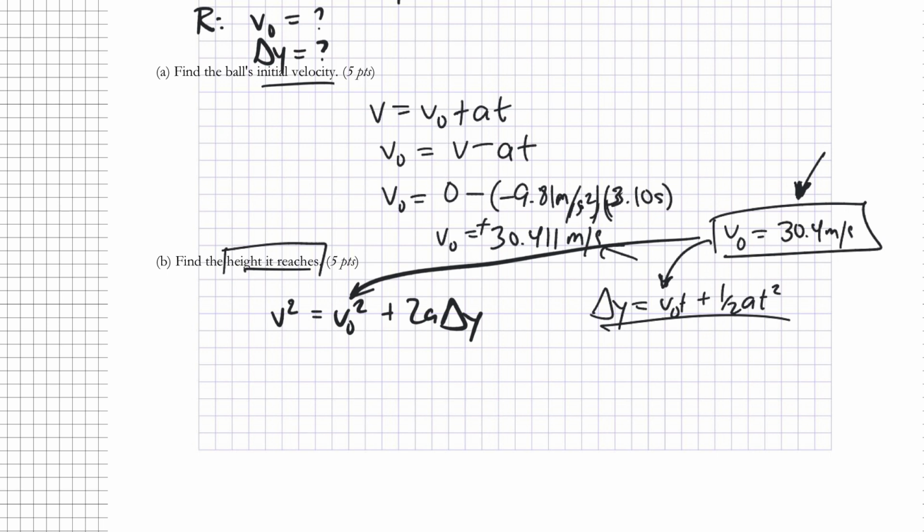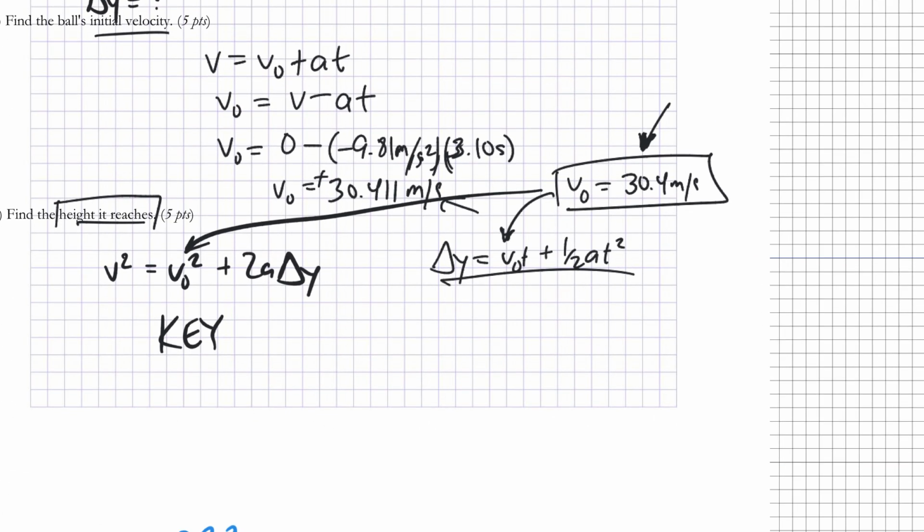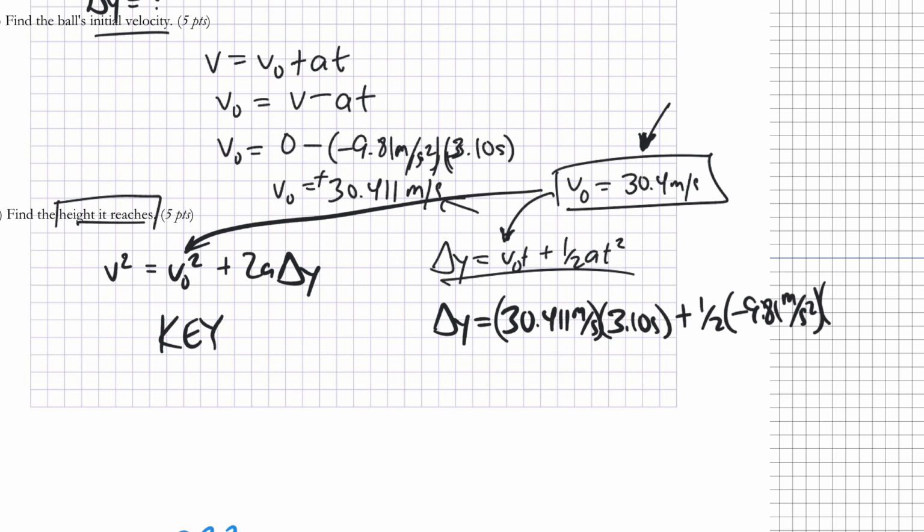All right, so let's go ahead and solve for delta y. Let's use this equation. This equation is better. I use this one in the key, but let's use this one over here, because it also doesn't mean I have to rearrange. Why did I do that on the key? I was just being a jerk, I guess. So delta y equals 30.411 meters per second times a time of 3.10 seconds plus 1/2 times negative 9.81 meters per second squared times the time squared, 3.10 seconds squared.